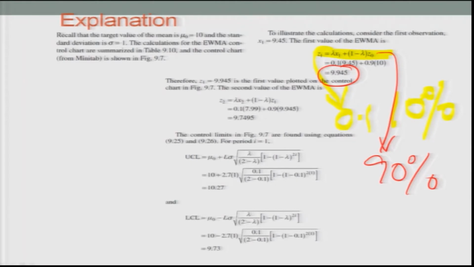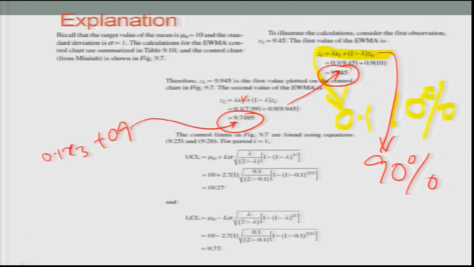If you continue doing this, Z2 comes out to be 9.7495. Let me come back: the X2 value was 7.99, you put 10% weightage there, and 90% of the weightage you put on Z1, which you have already calculated. Similarly, for Z3, you put 10% weightage on the X3 value and 90% weightage on this 9.7495.